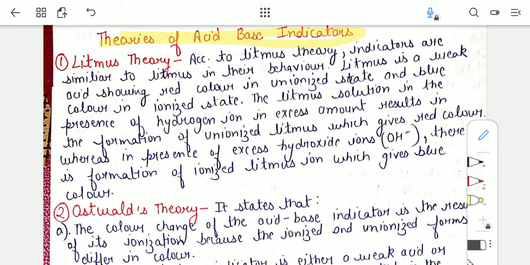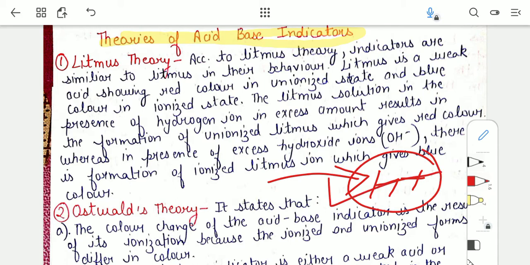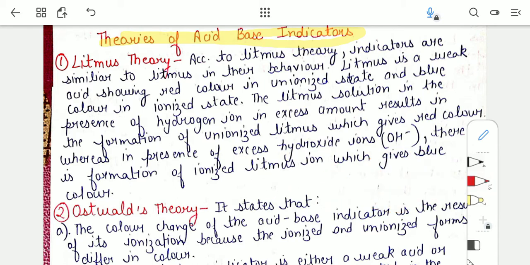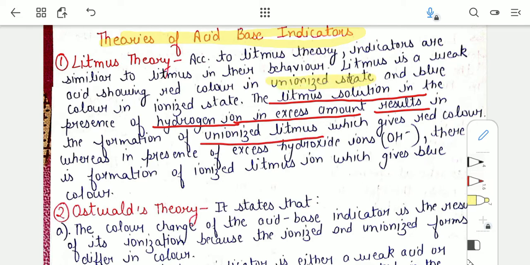Whenever we talk about acids, what are acids? Acids are those which donate H positive ions. So in an acidic solution there are more H positive ions, so the litmus solution in the presence of hydrogen ions in excess amount results in the formation of unionized litmus. And just now I said that the unionized state has red color, so the litmus turns red. This is what happens when we put our litmus in our acidic solution. Whereas on the other hand, in presence of excess hydroxide ions, which means in case of bases, the litmus turns into ionized litmus, it breaks down into ions, and the ionized litmus has blue color. So this is the ionization of litmus which defines our color.